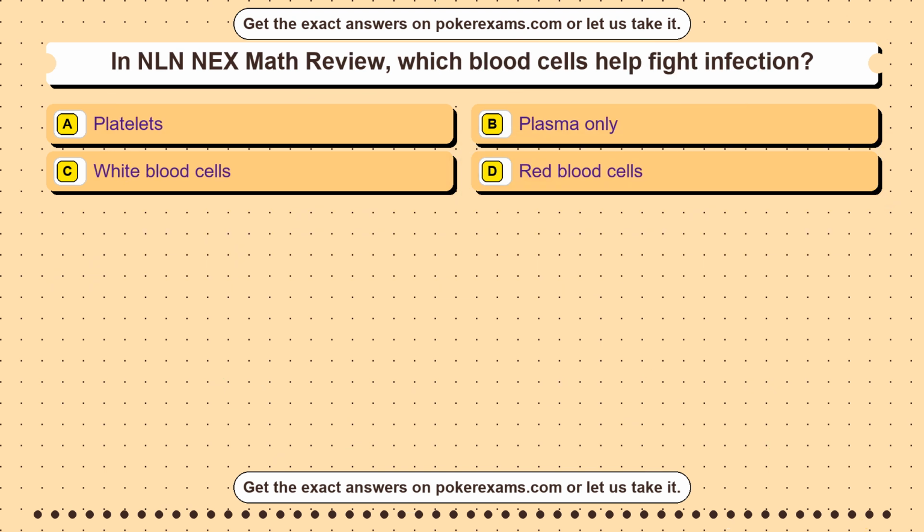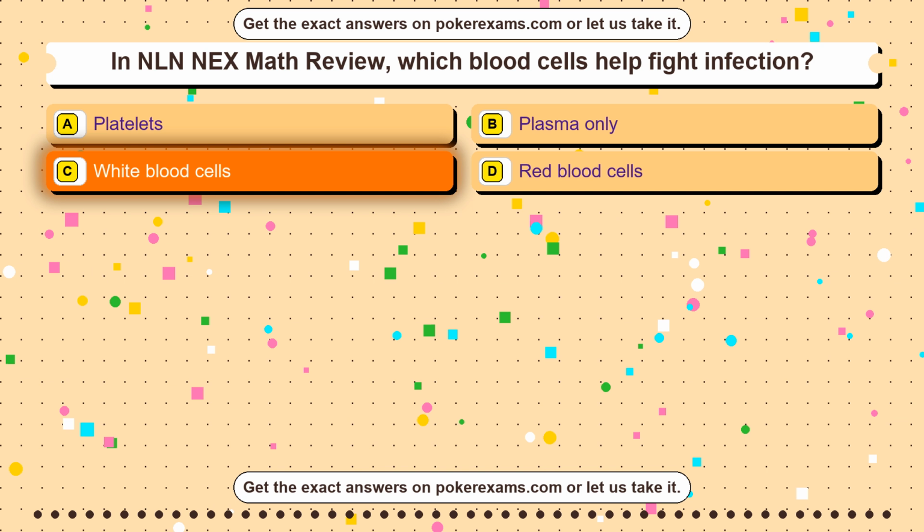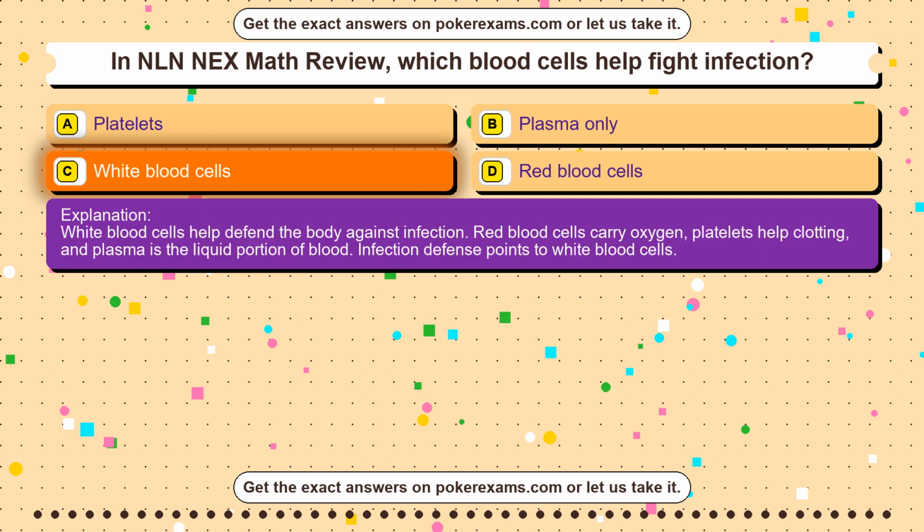Question 43. In NLN NEX Math review, which blood cells help fight infection? Option A platelets. Option B plasma only. Option C white blood cells. Option D red blood cells. The correct answer is option C. White blood cells. White blood cells help defend the body against infection.